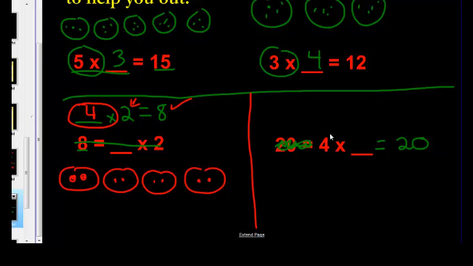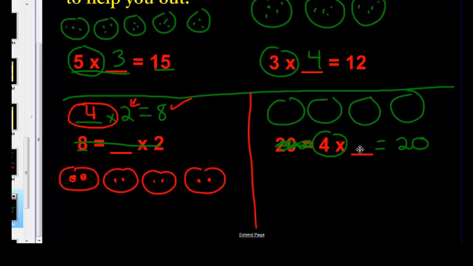Now we could do this question. It says 4 groups. So I'm going to make 4 groups. 1, 2, 3, 4. 4 groups of something makes 20. Well, let's check it out. 1 in each one. Does that make 20? No, that makes 4. If I put 2 in each one, does that make 20? No, that makes 8. Put 3 in each one. Nope. Put 4 in each one.